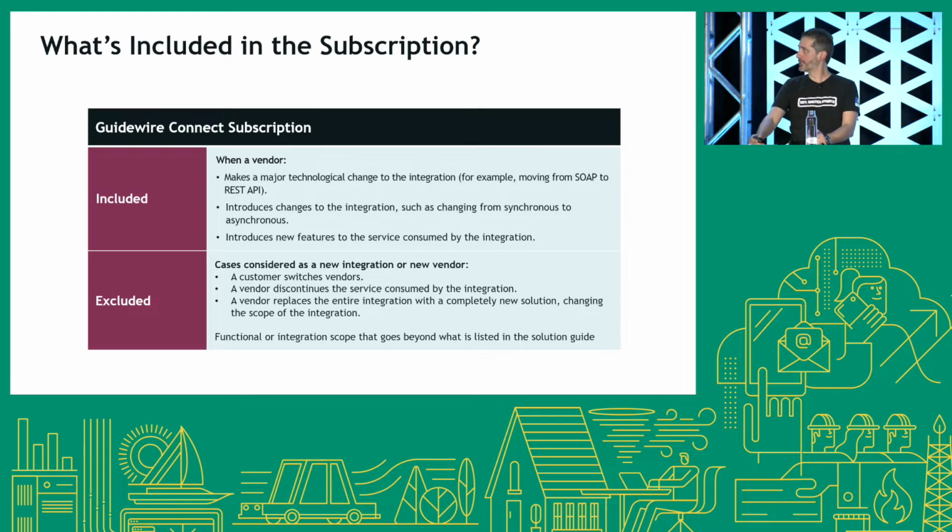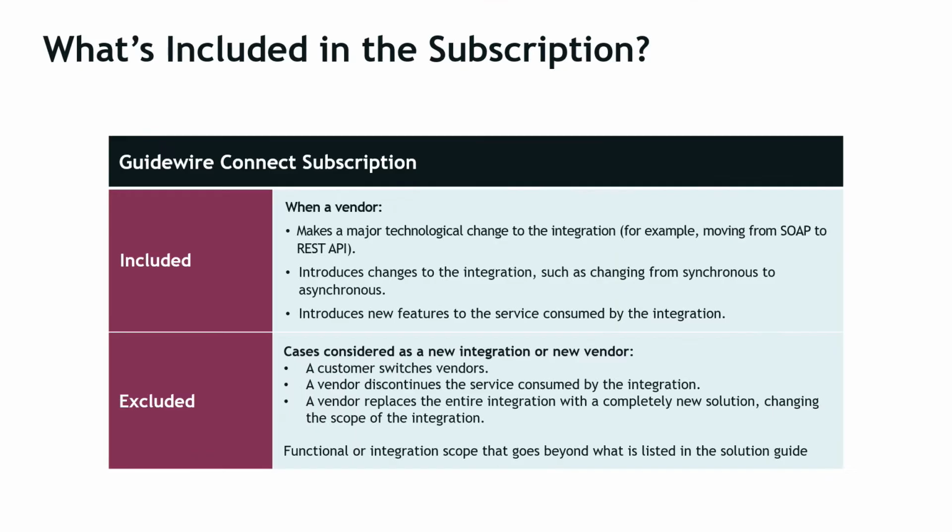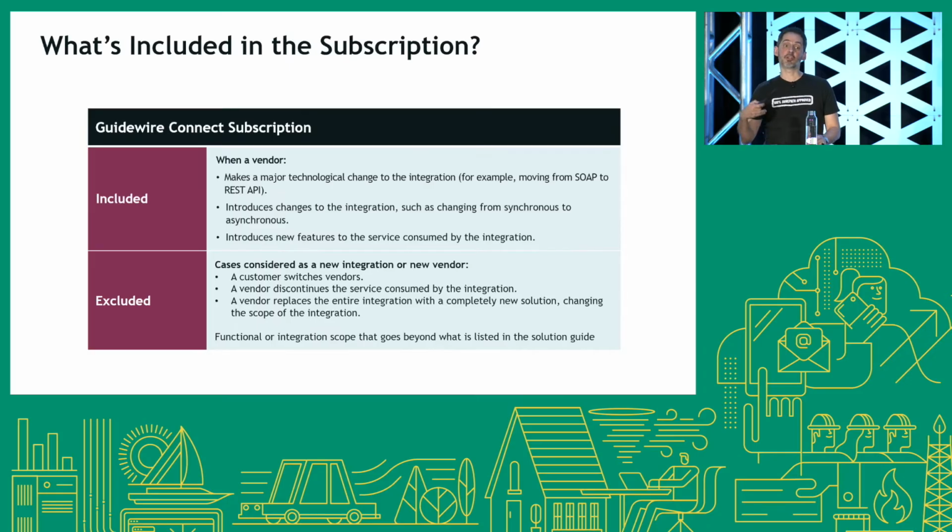So what is included? I made mention of this on the previous slides. Any technology changes that are part of the integration, for example, if you're moving a protocol or changing the security aspects, anything that is related to the integration, Guidewire Connect apps would be covered under the subscription. If the third-party vendor includes new functionality as part of their solution that is aligned with the scope of the integration, we would make those changes available twice a year as well.